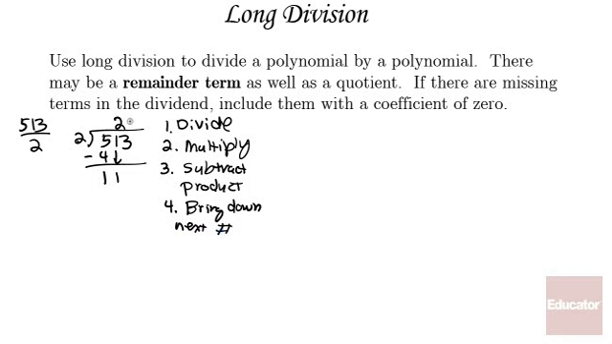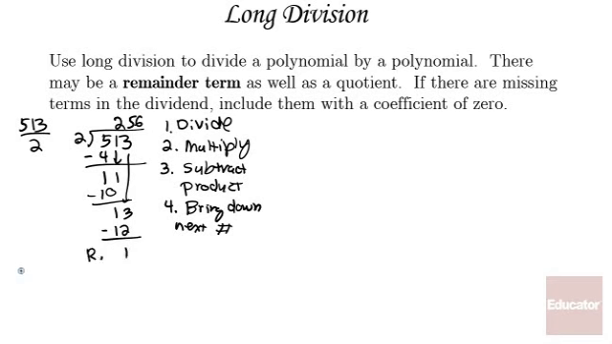Okay, 2 goes into 11 5 times. This gives me 5 times 2 is 10. 11 minus 10 is 1. Now I'm bringing down this 3. Okay, 2 goes into 13 6 times. And this is going to give me 12, because now I'm multiplying and then subtracting. And I have a remainder of 1.